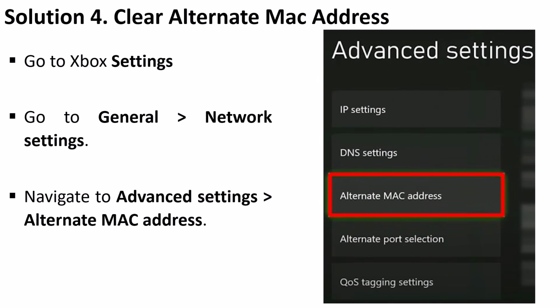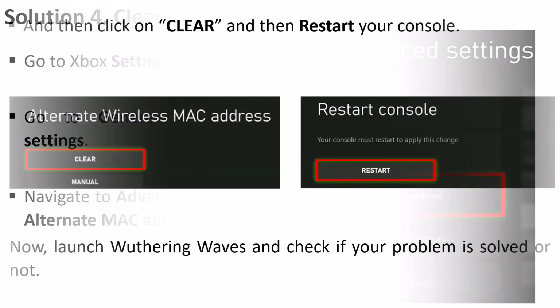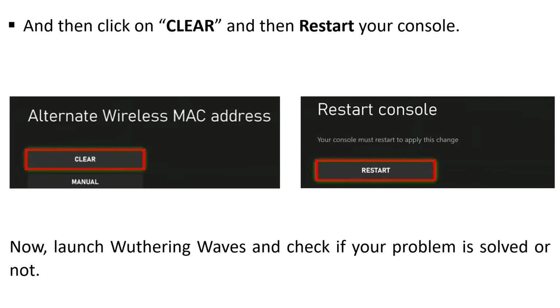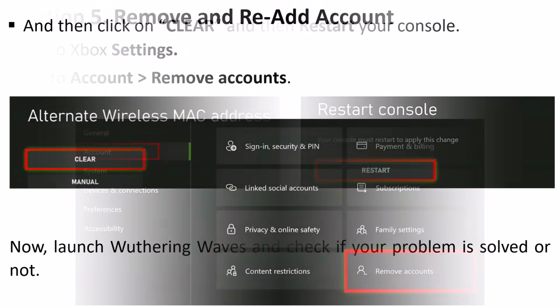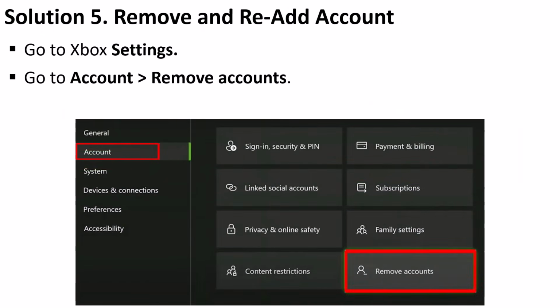Solution 4 is to clear alternate MAC address. Go to Xbox settings, go to general network settings, navigate to advanced settings, alternate MAC address and then click on clear and then restart your console. And once your console restarts, you can go ahead, launch the Wuthering Waves game and check if your problem is solved or not.